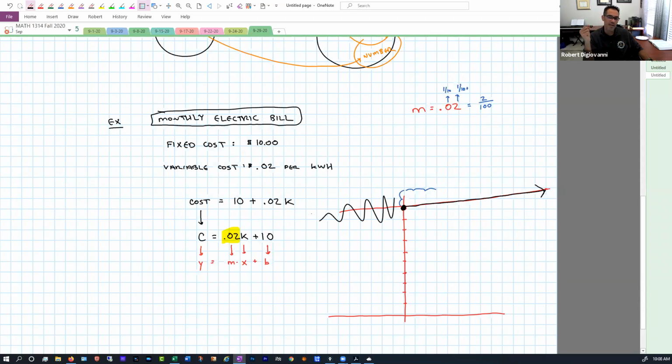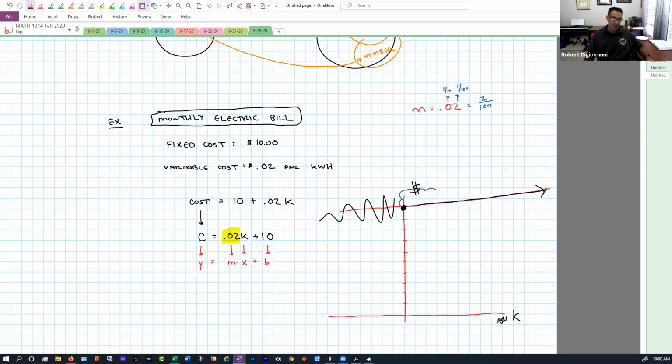The reason why the line doesn't exist there is because the x-axis, this x is actually our K, and this y-axis is actually the money, right? So we can't use negative electricity. Well, unless you have solar panels. If you have solar panels on your house, then you can have negative electricity because you can be pumping electricity back into the system, but we're not going to talk about that. So there it is. So that is an example of a line in a real world problem.